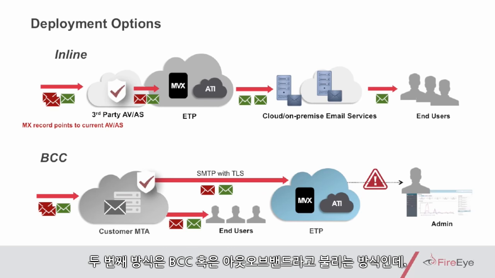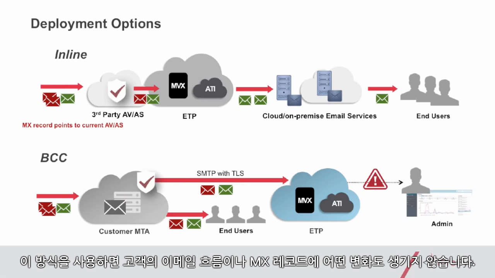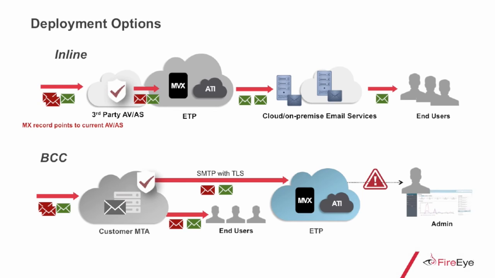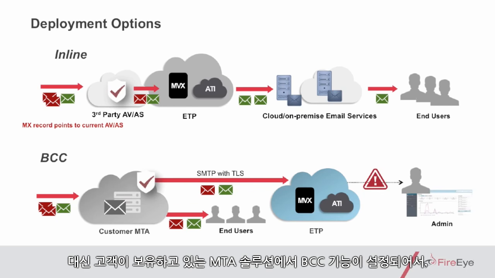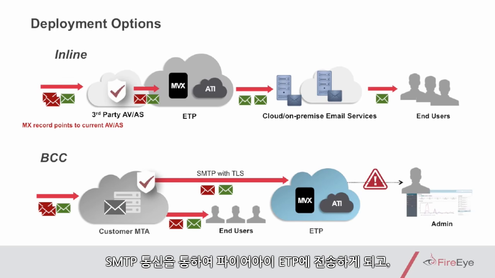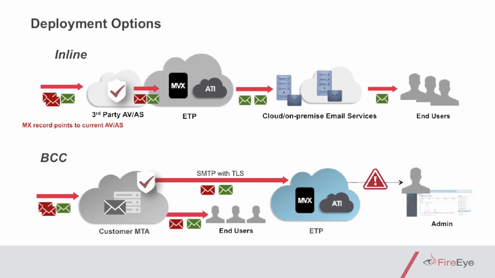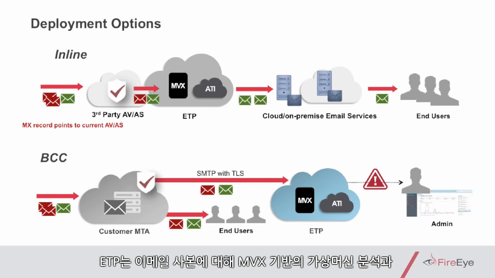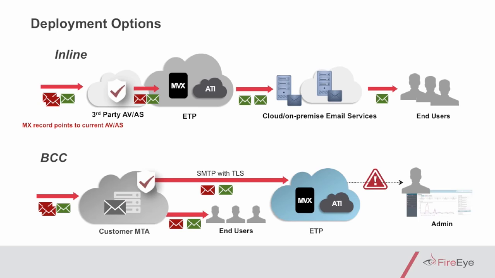The second method is BCC, or out-of-band, where there would be no change in the customer's email flow and no change in the MX record, but simply within the customer MTA, there would be a BCC rule created, which would forward a copy of all the supposedly clean email via SMTP to the FireEye cloud, where we would then do our advanced analytics with the advanced threat intelligence and then feed the alerts to the administrators.